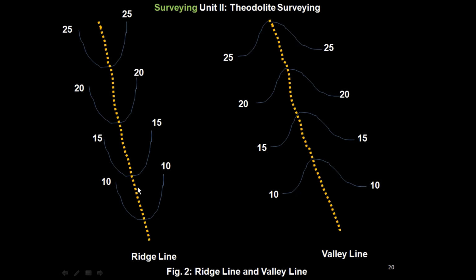So this dotted line is the ridge line, and these are the contours: 10 meter, 15 meter, 20 meter, 25 meters. And another is the line, this is called as the valley line. These are the 10, 15, 20, 25 contours, the ridge line and the valley line.